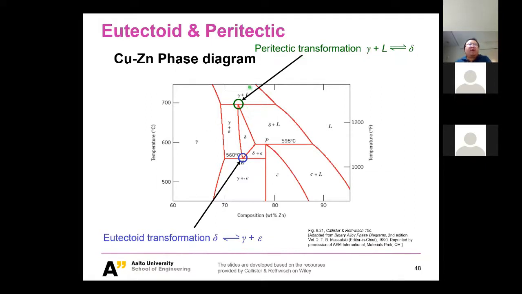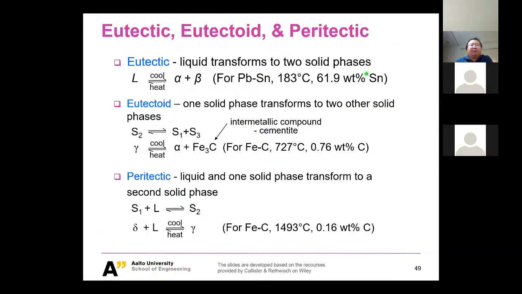So one liquid plus one solid become one solid, or you just go backwards. If you heat it up, your solid will be decomposed into a liquid plus a solid solution. This is something you don't see that often, and we also don't emphasize that too much. But this is one type of reaction or transformation existing in our materials. So here I tried to give you a summary and also some examples, which you have seen or will see later in the next slides about the phase diagram.